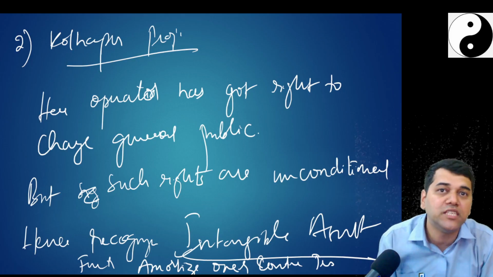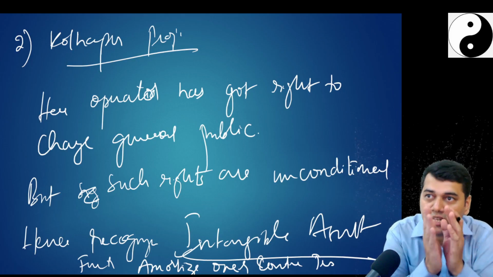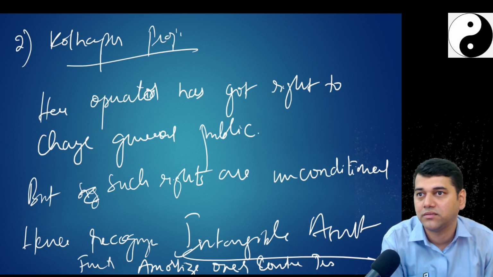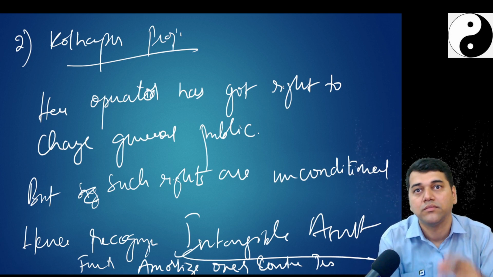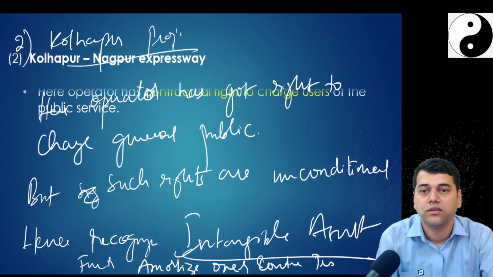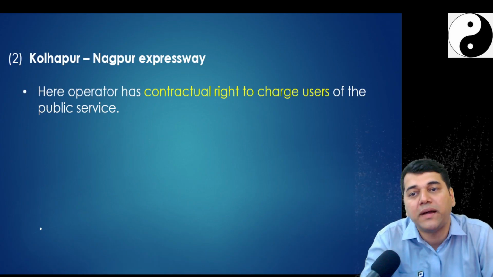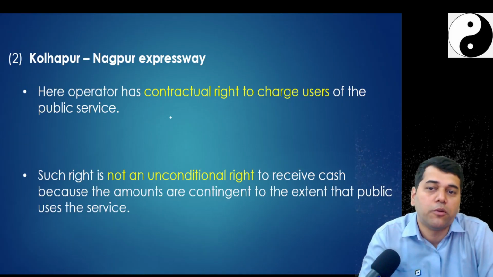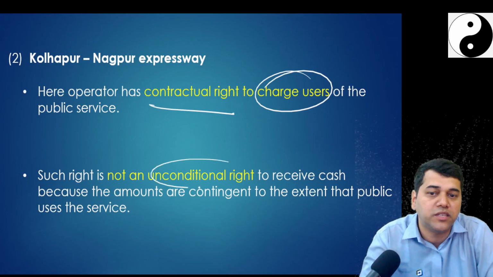How do you kill an intangible asset? The only way is to amortize or impair. Impairment. So impairment is nothing but reserve for bad debts for the financial assets. So your operator has got a contractual right to charge the users, but it is unconditional.